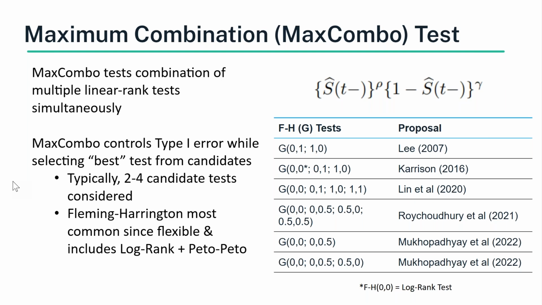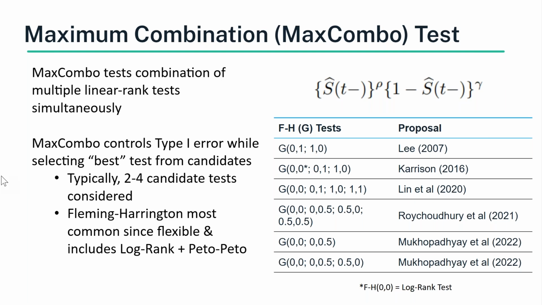And listed here on the right are just a few different pieces of existing literature with recommendations for what tests you might want to compare. Just to note, there will be a list of references available at the very end of the slide deck for anyone who's looking for resources. You can see here that typically you'll see 2 to 4 candidate tests considered, and different recommendations here.